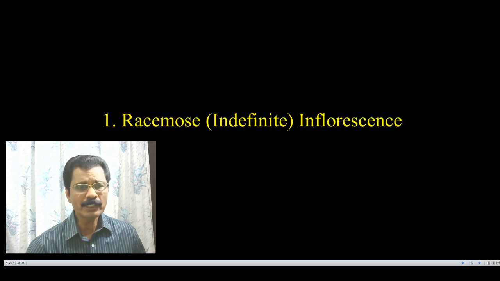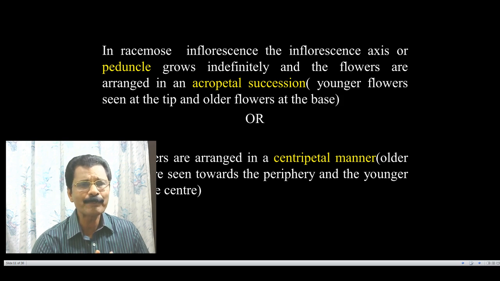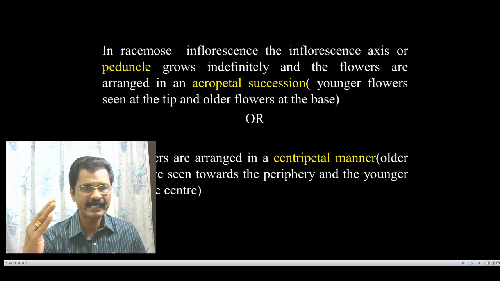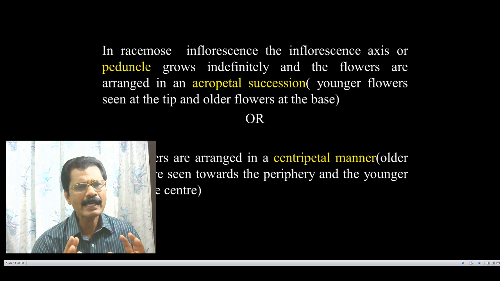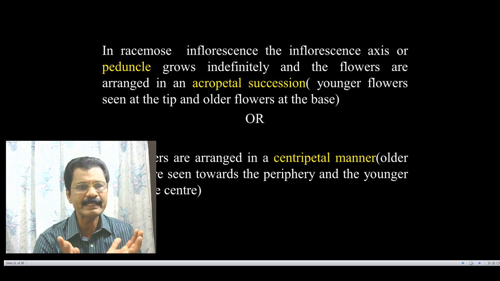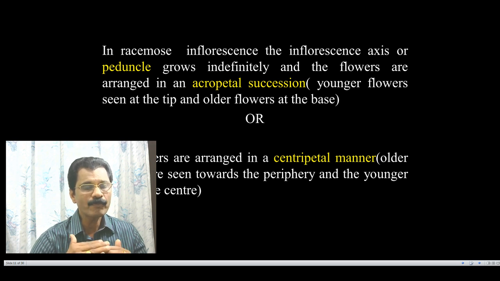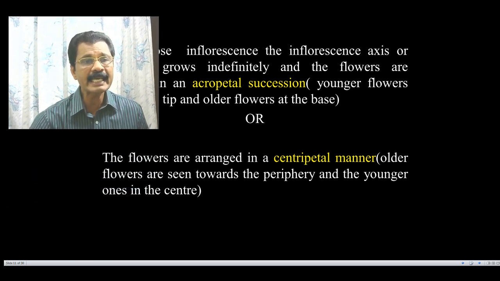So the first one is racemose inflorescence. What is racemose inflorescence? In the racemose inflorescence, the inflorescence axis or peduncle grows indefinitely and the flowers are arranged in an acropetal succession. What is acropetal succession? Acropetal succession means the older flowers are seen at the base and younger ones at the tip. Or the flowers are arranged in a centripetal manner.